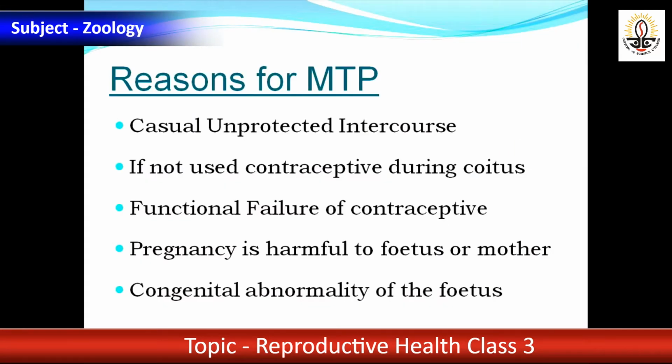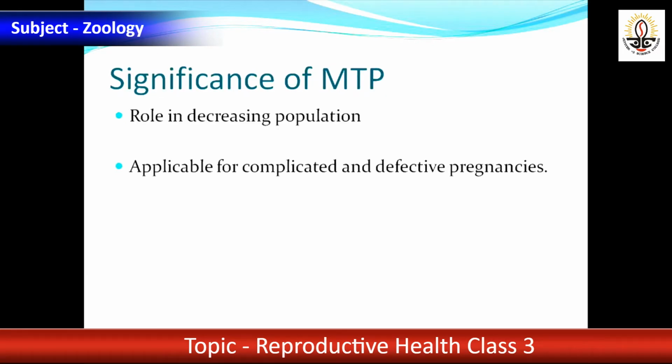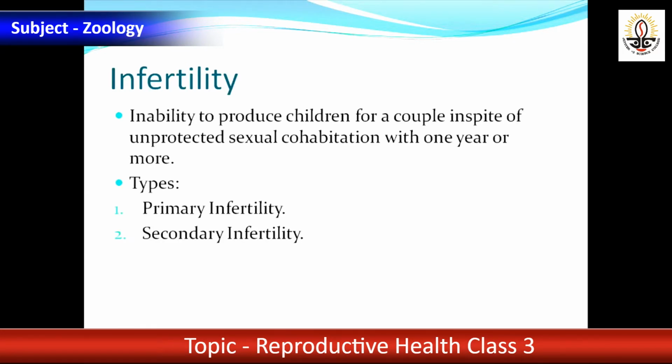Reasons for MTP: casual unprotected intercourse, if contraceptive was not used during coitus, functional failure of contraceptive, pregnancy is harmful to mother and fetus, or if there is congenital abnormality of the fetus. Significance: it has a role in decreasing population and it is applicable for complicated and defective pregnancies.